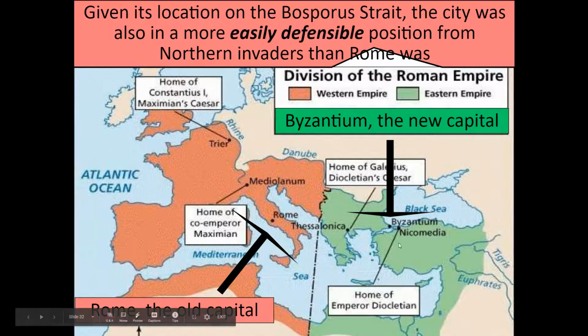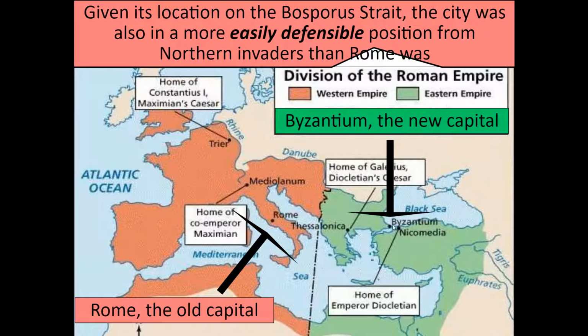So now, and this is a big piece, right? Let's put on our geographer hats here. By having control of this city, and because of its location on the Bosporus Strait, the city is also super easily defended from northern invaders, right? So northern invaders, well, they can run down into Rome. They cannot run into Byzantium because they'll have to cross the Bosporus Strait. And this is actually one of the hardest places to assault of any place on Earth.